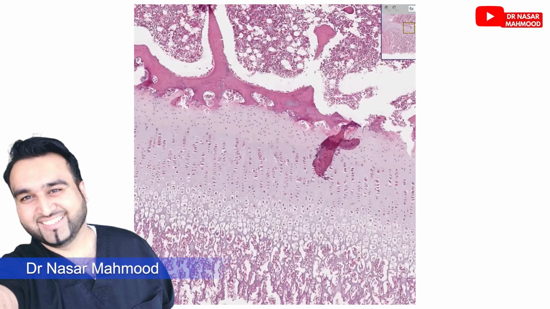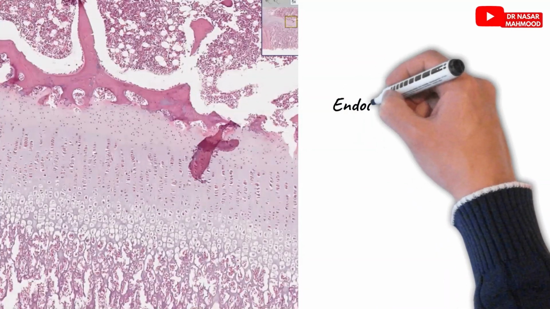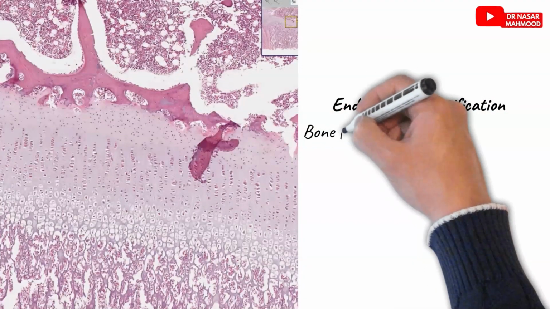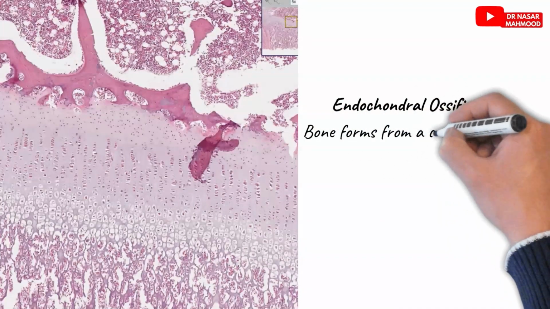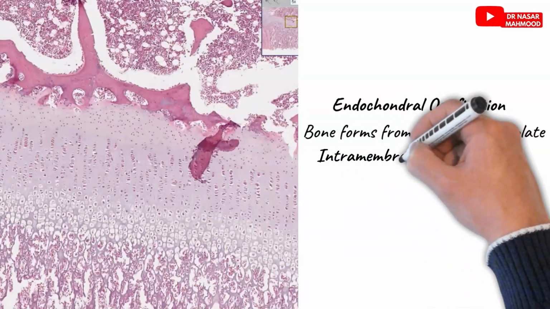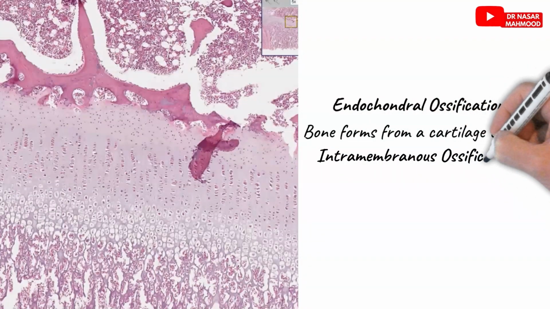It's Dr. Nasser here, and today we're looking at the process of endochondral ossification, which is the way most long bones form and develop during growth. In this process, bone forms from a cartilage template. This is different from intramembranous ossification, where bones develop directly from connective tissue without first forming cartilage.